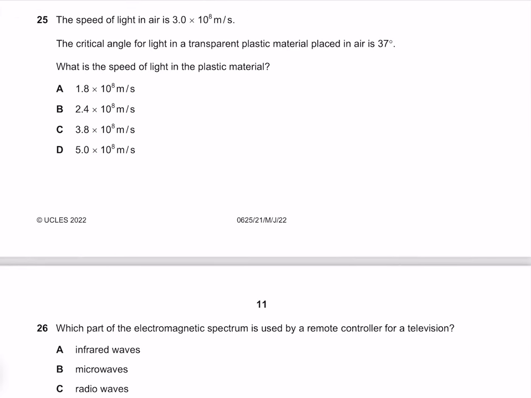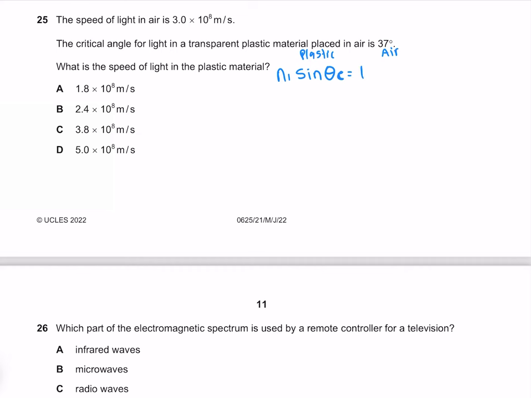The speed of light in air is 3.0 times 10 to the 8 meters per second. The critical angle for light in a transparent plastic material placed in air is 37 degrees. What is the speed of light in the plastic material? Recalling Snell's law, where if we're at the critical angle, we're starting in our plastic and moving into our air. At the critical angle, our second angle is going to be 90 degrees. Sine of 90 is 1, and so this term disappears. The refractive index of air is just 1.